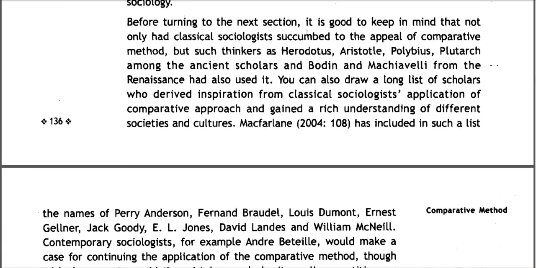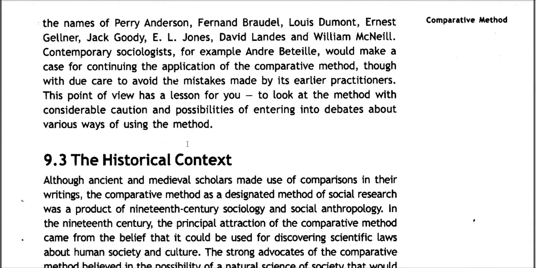Before turning to the next section, it is good to keep in mind that not only had classical sociologists succumbed to the appeal of the comparative method, but such thinkers as Herodotus, Aristotle, Polybius among the ancient scholars, and Bodin and Machiavelli from the Renaissance had also used it. You can also draw a long list of scholars who derived inspiration from classical sociologists' application of the comparative approach and gained a rich understanding of different societies and cultures. Macfarlane has included in such a list the names of Perry Anderson, Bernard Barrow, Louis Dumont, Ernest Gellner, Jack Goody, E.L. Jones, David Landes, and William McNeill.